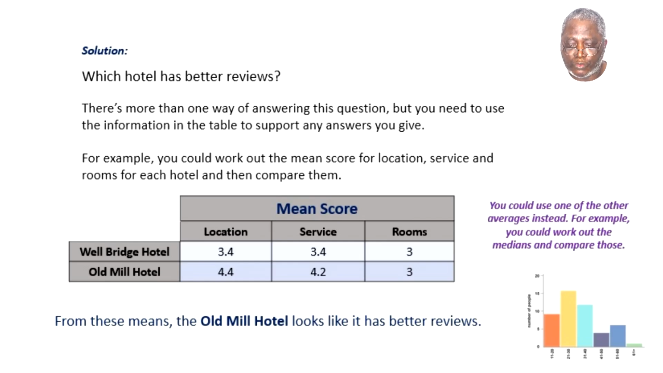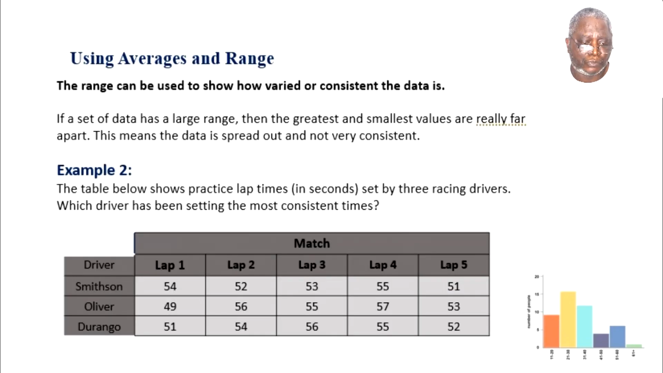You could use one of the other averages instead. For example, you could work out the median, and compare the other averages we've learnt about. But it's important to make sure you use the correct average when you're working out some of these reviews.